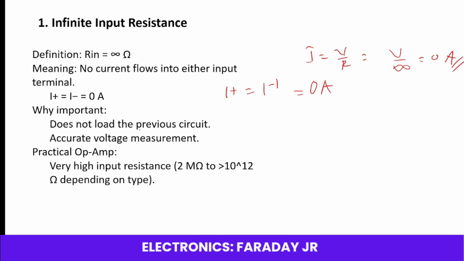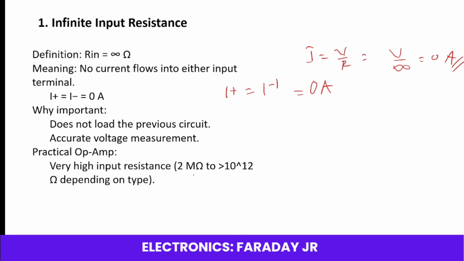Does not load the previous circuit, so accurate voltage measurement. Assuming we are to measure voltages and the system draws current, it means it's going to affect the voltage source. But that's theoretically. Practically, it will affect it very little. It means that practically we have a very high input resistance. So we cannot say it's infinity, but rather that it is high.